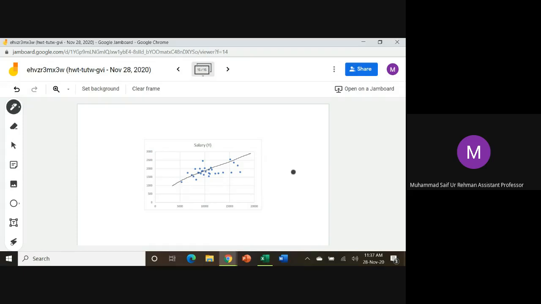Okay, so let us say we are talking about linearity here. So what is the other way to find out the linearity? Okay, one way is this, that you simply draw the scattergram. From the scattergram you can see that there is a positive relationship, but there is not a strong positive relationship.